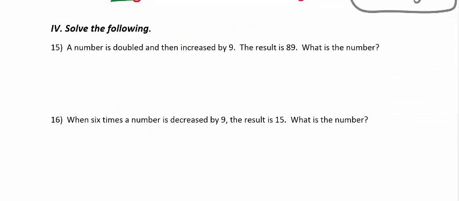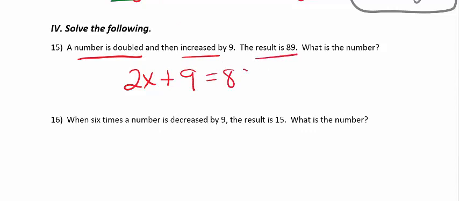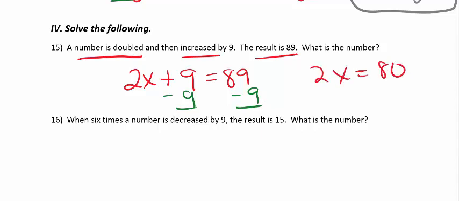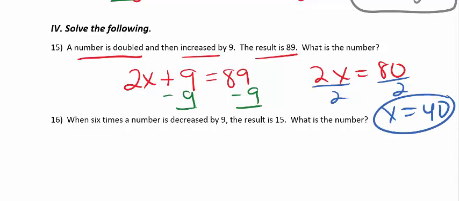Now we're going to solve the following equations. A number is doubled and then increased by 9. So a number being doubled would look like 2x. Increased by means plus, and then we're increasing it by 9, so plus 9. The result is 89, so that's all going to equal 89. And to solve an equation, we have to subtract 9 from both sides, and we get 2x is equal to 80, and then we're going to divide both sides by 2, so x is going to be 40. So our number is going to be 40.